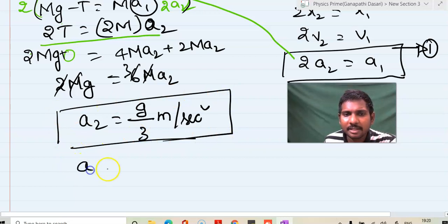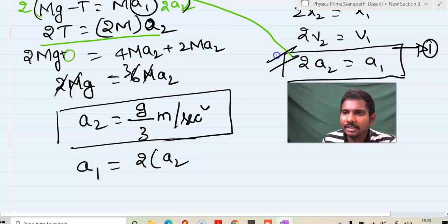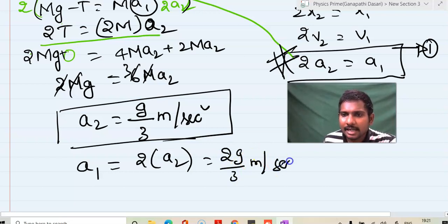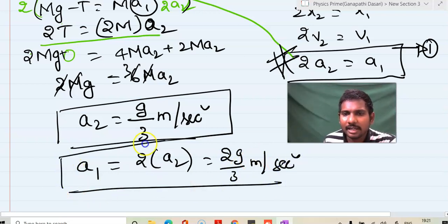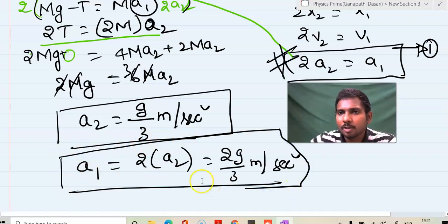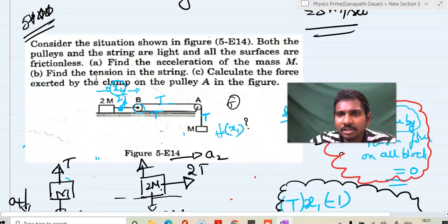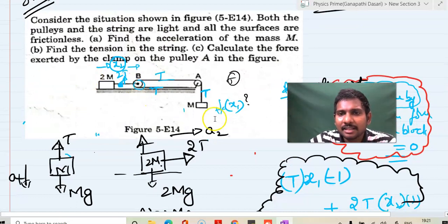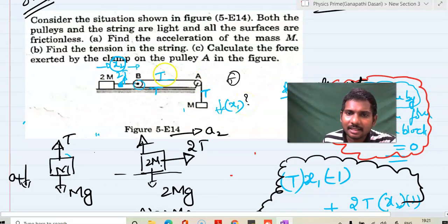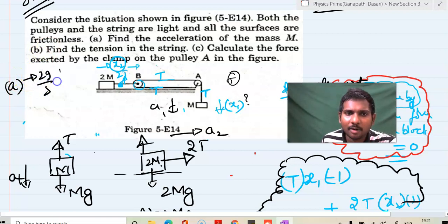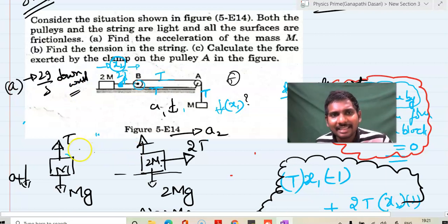If a2 is g by 3 meter per second square, a1 will be 2 times a2 from this equation, that is equal to 2g by 3 meter per second square. So we got a1 and a2, the accelerations of the two blocks. The question asked is to find the acceleration of the mass m. This mass m, I considered to be going with an acceleration a1. So the answer for the first question A is 2g by 3 downwards. That's awesome. Then let us see the next question.